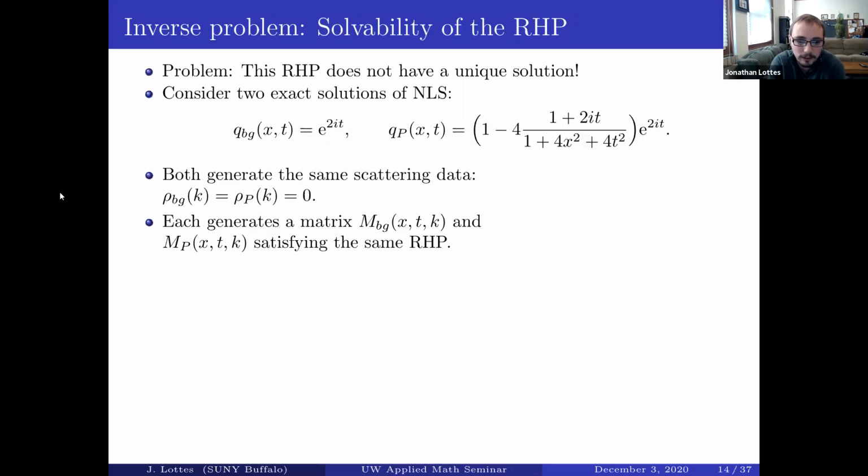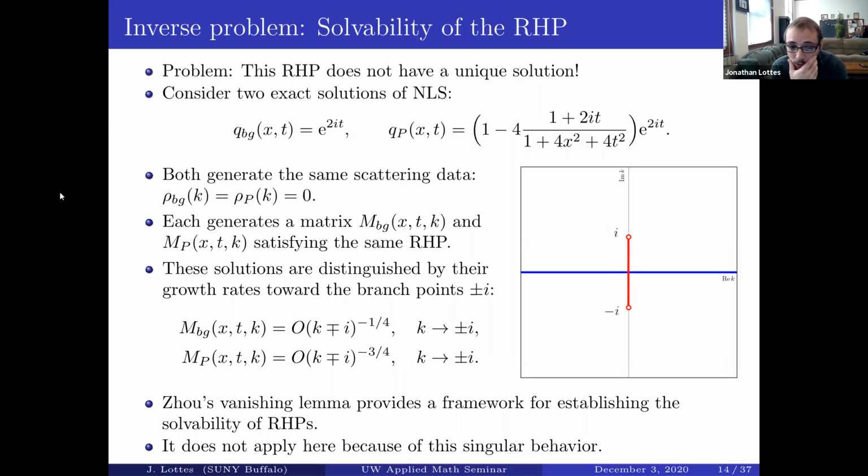What's important is they generate the same scattering data. On the other hand, each one generates their own matrix, M background and M Peregrine. But they satisfy the same Riemann-Hilbert problem, right? The Riemann-Hilbert problem is stated in terms of the scattering data. It's the same scattering data, so it's the same Riemann-Hilbert problem. So clearly, there's not going to be a unique solution to this Riemann-Hilbert problem. So what is the difference? What is the distinguishing feature between these two solutions?